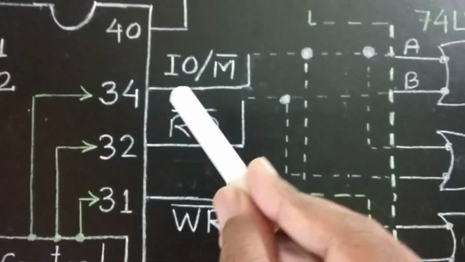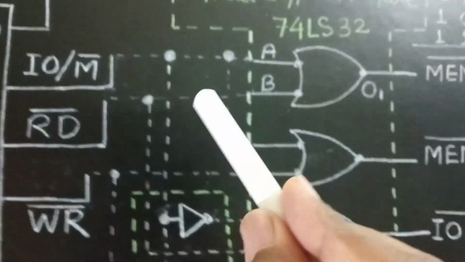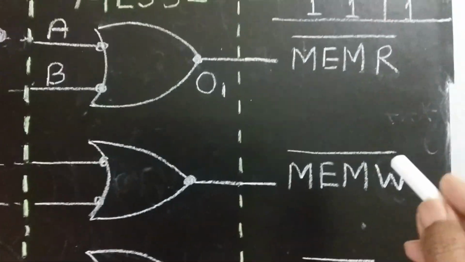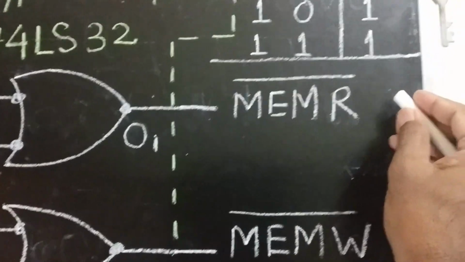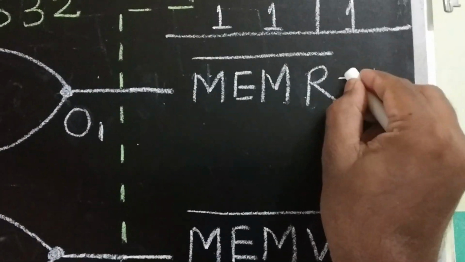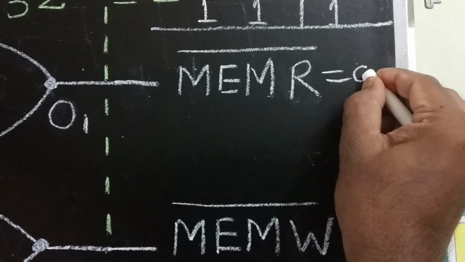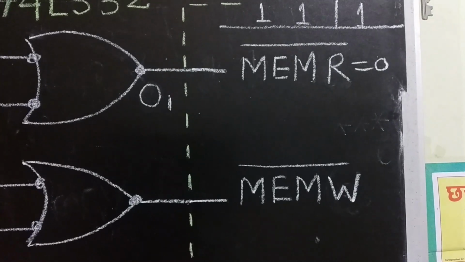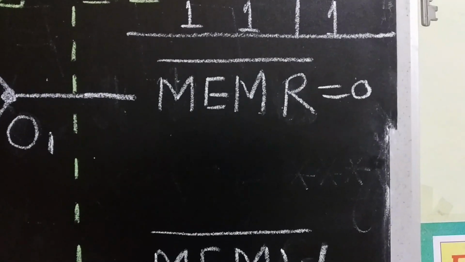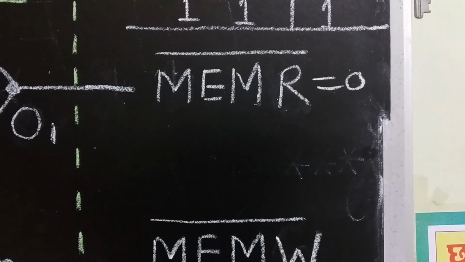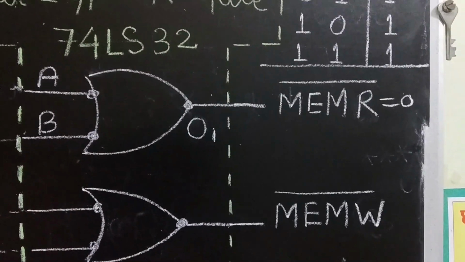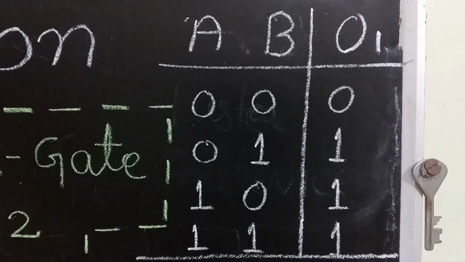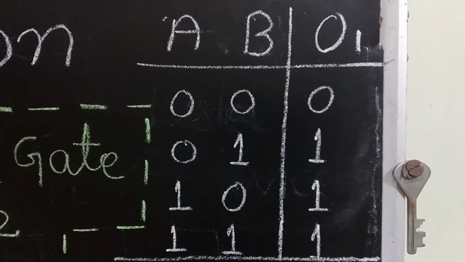Suppose a memory read operation is to be carried out. That means, at this point, the signal generated must be equal to 0. Why? Because it is activated low. For performing a memory read operation, the memory read bar generated must be equal to 0. And 0 will be generated from the OR gate when, as we know, both the inputs A and B are 0, then the output will be 0.